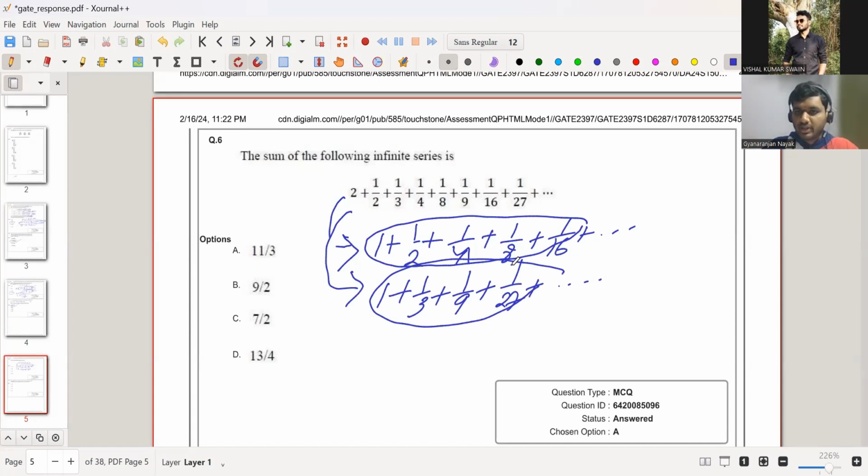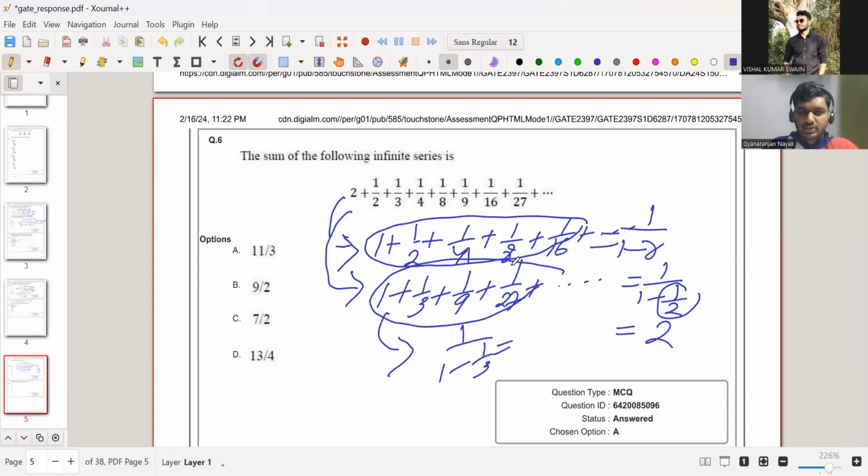So you know the formula for GP series sum, that is 1 by 1 minus r. So that is 1 by 1 minus, here r is 1 by 2. So 1 by 1 minus 1 by 2, the answer is 2. Okay. Similarly, for the second, you find 1 by 1 minus 1 by 3. So the answer is 3 by 2. So now you add these two. First one is 2 plus 3 by 2. If you add 2 plus 3 by 2, your answer is 7 by 2. So option C is correct.